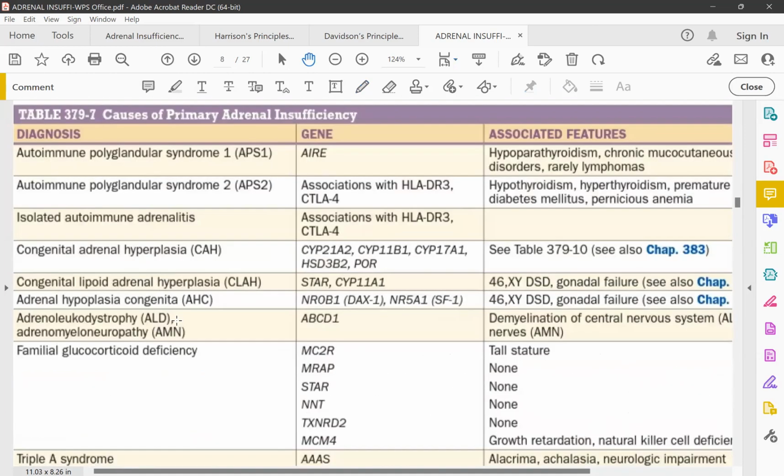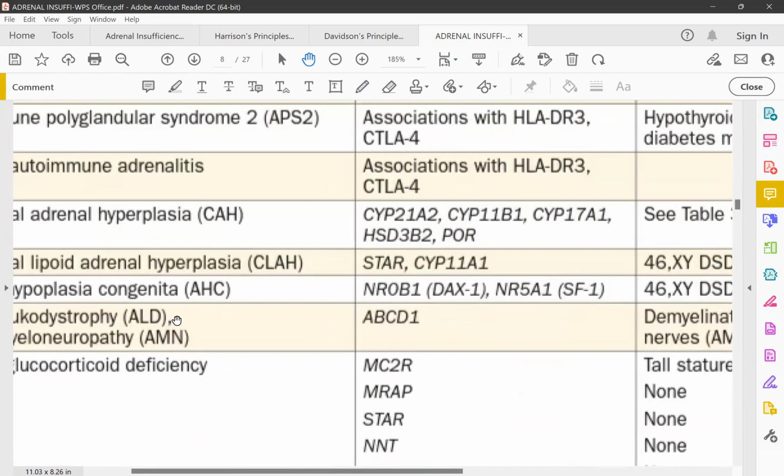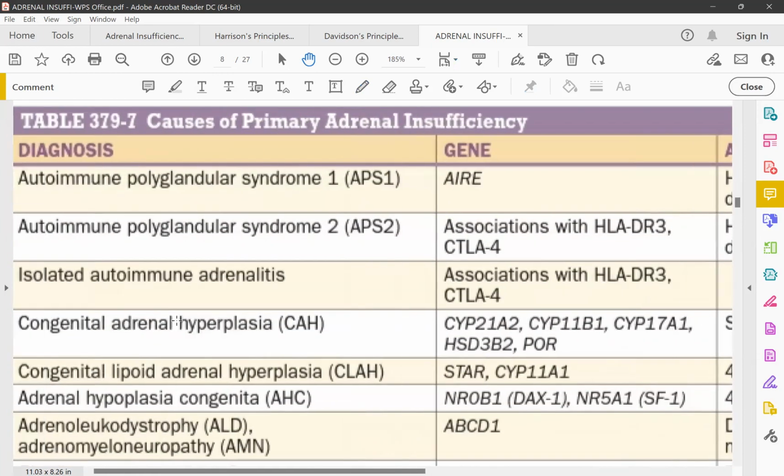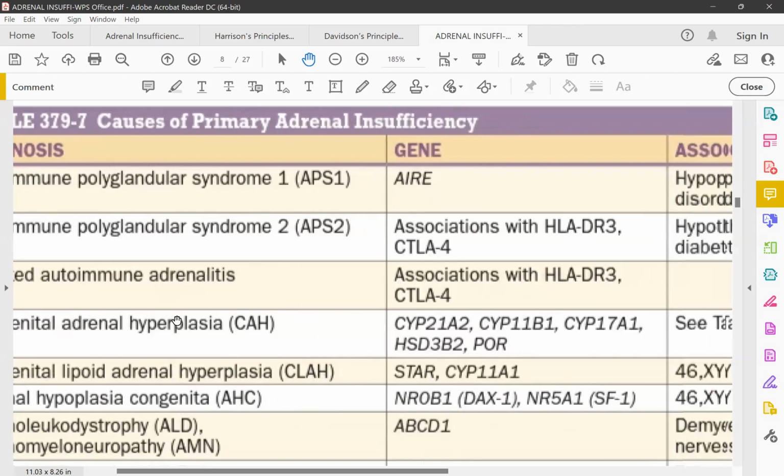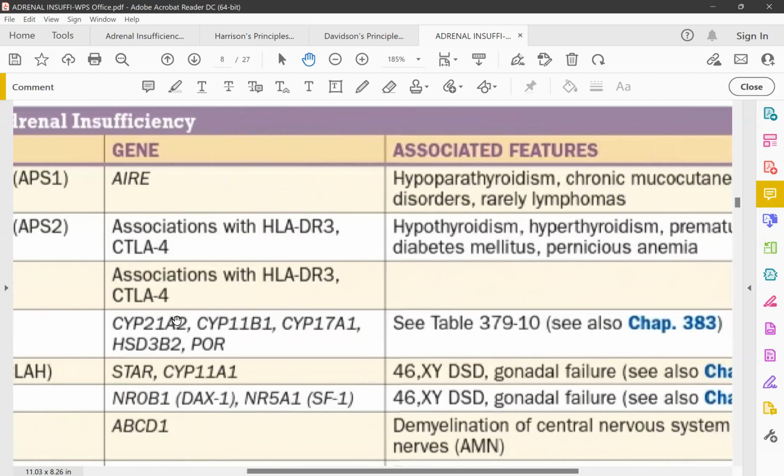The most common cause of primary adrenal insufficiency is autoimmune destruction of the adrenal gland, that is autoimmune adrenalitis. And along with adrenal insufficiency, other associated autoimmune disorders are also present. That is polyglandular syndromes like APS1 and APS2.